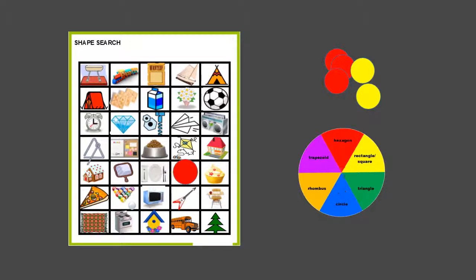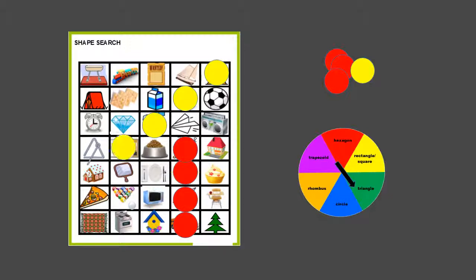The next player will play and they'll spin the spinner, and let's say it lands on triangle. So they'll figure out what thing looks like a triangle on the board and they'll cover it up. The teepee looks like a triangle, so they'll do that. And they'll continue to spin and cover up shapes on the board. Once they have four counters in a row, either vertically, diagonally, or horizontally, they win the game.